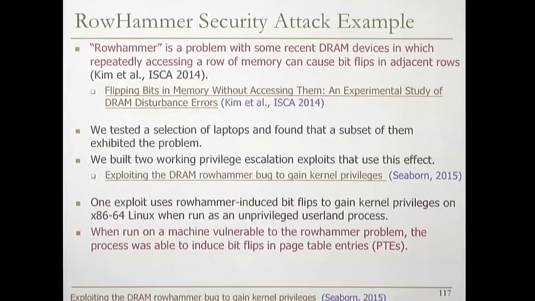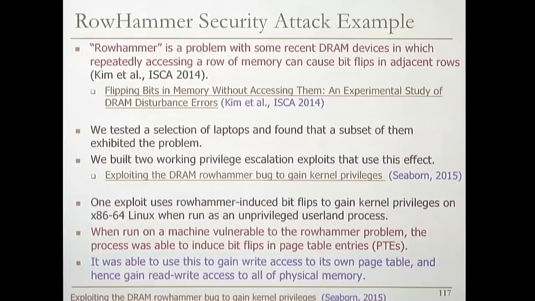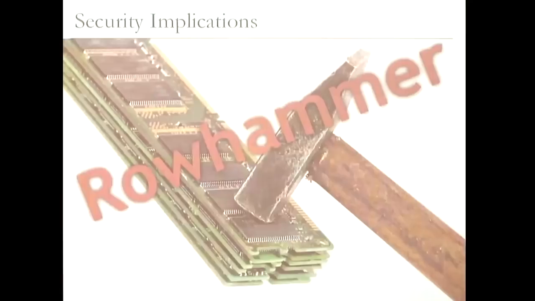So that's the beauty of it. So they were able to point a page table entry to a page table they already have write-enable access to, by flipping a bit in the pointer, basically. So it's beautiful. You should read it. So it was able to gain this write access to its own page table and hence gain read-write access to all of physical memory. Now, it's a probabilistic attack. It doesn't always work, of course, but later people can develop attacks.